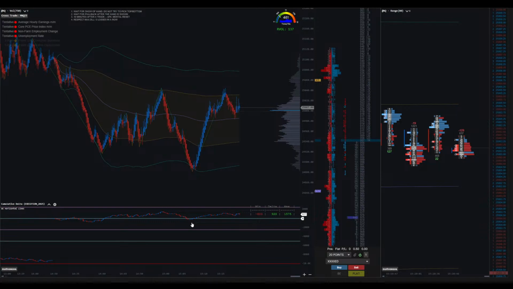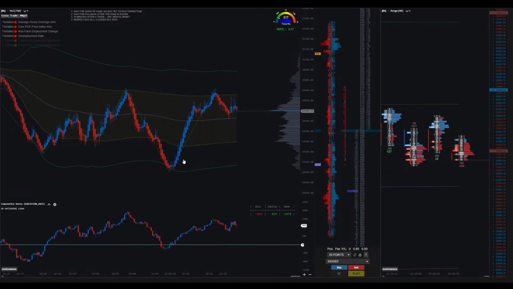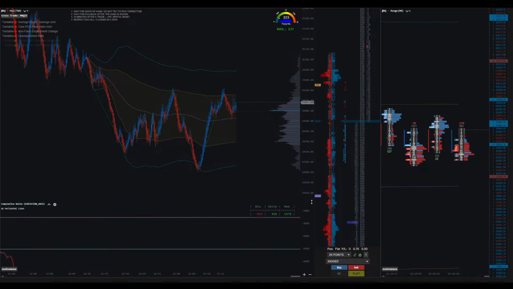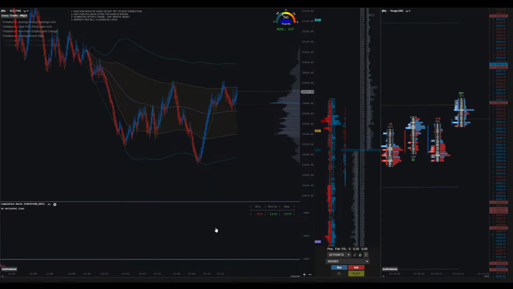Fuck, I hate this scaling bullshit, man. But if I zoom, I cannot move it.